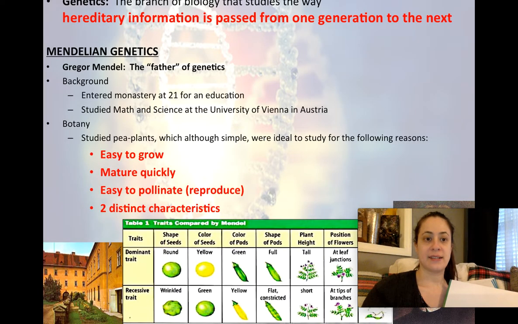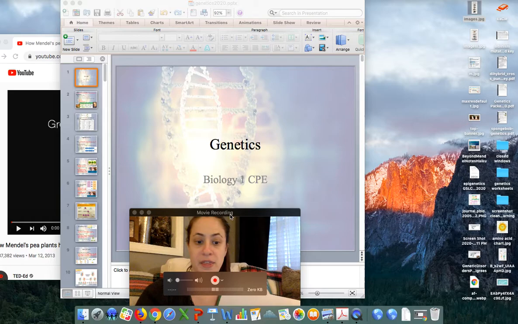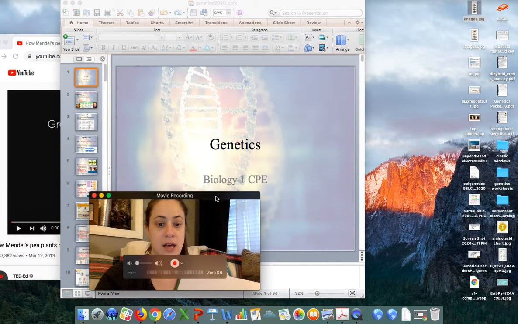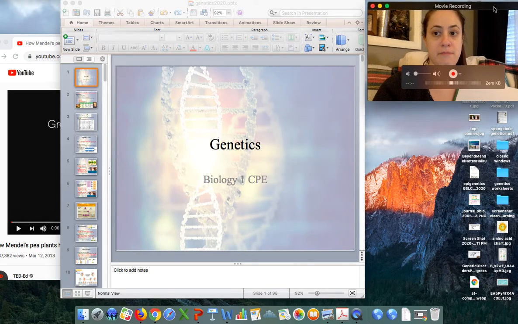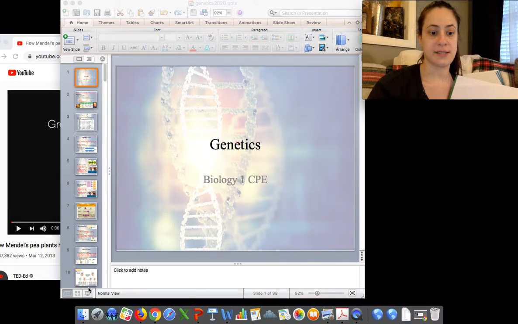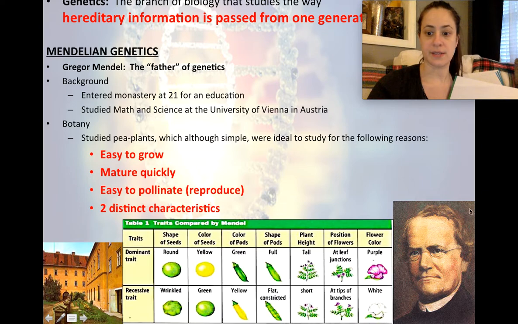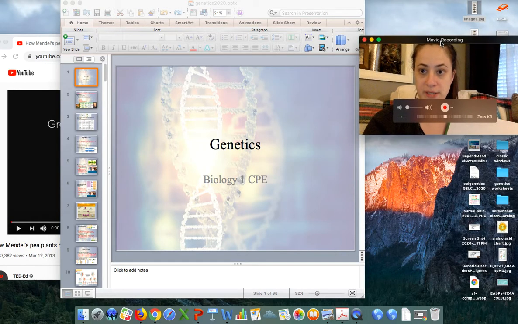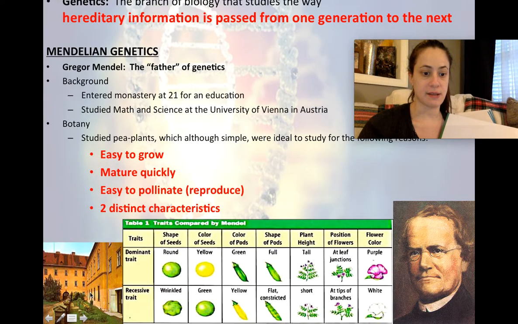So with genetics, a branch of biology that studies the way hereditary information is passed from one generation to the next, it really all starts out with this man named Gregor Mendel. And Gregor Mendel did these studies. Here he is. Gregor Mendel did these studies with pea plants. So, trying to move it so that you guys could still see all the text.